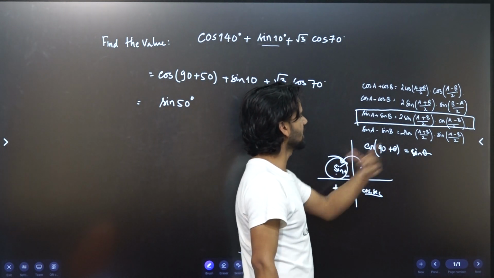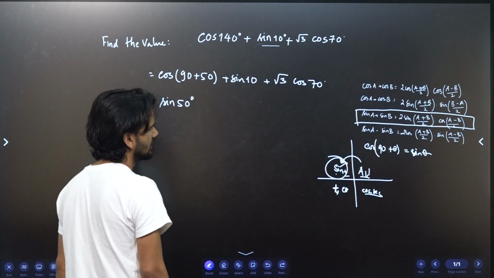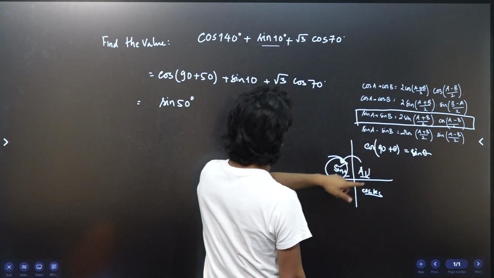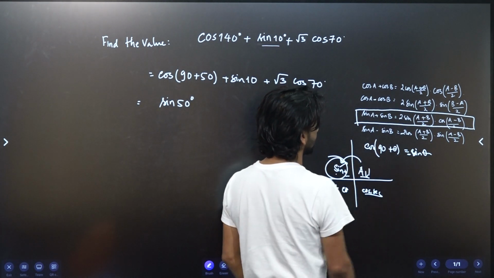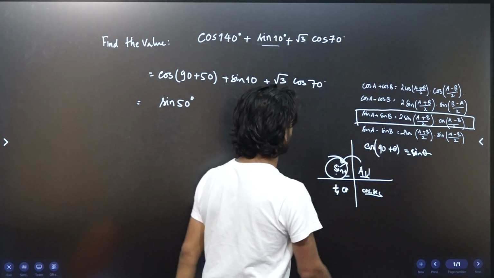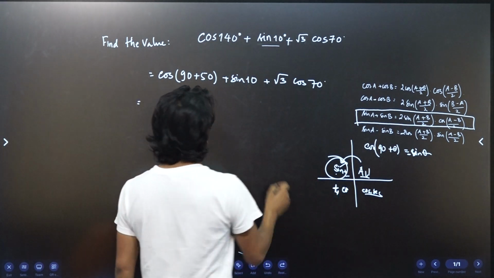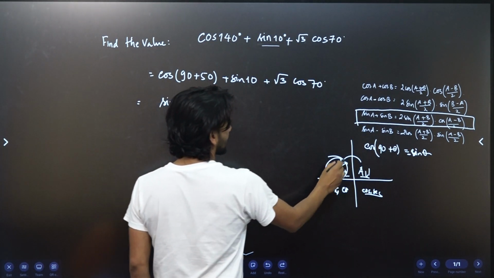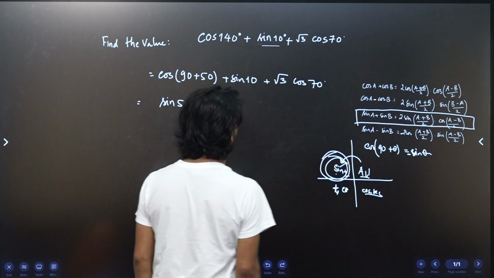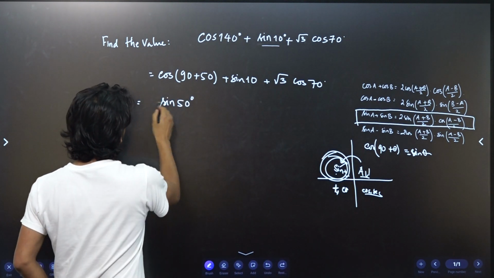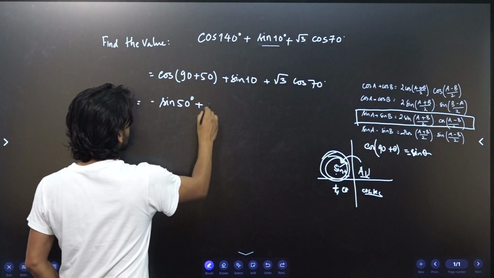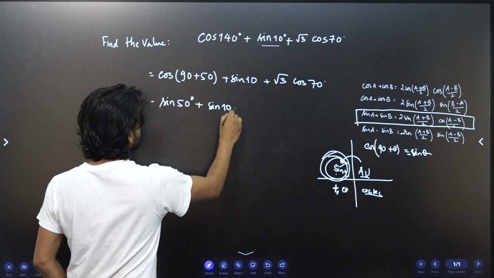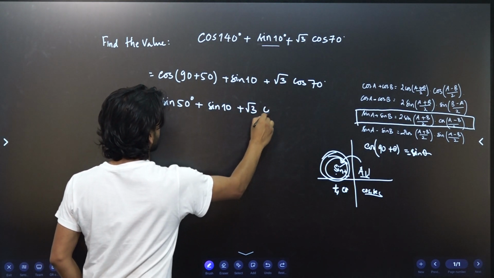Cos (90 plus theta) equals sine theta, isn't it? No. Cos changes into minus sine theta. Sorry, minus sine. Minus comes from the fact that cos is negative in the second quadrant. So here, therefore, minus sine 50 plus sine 10, plus root 3 cos 70.